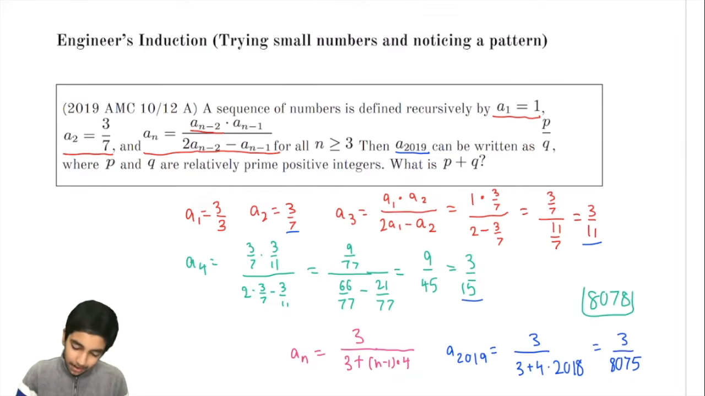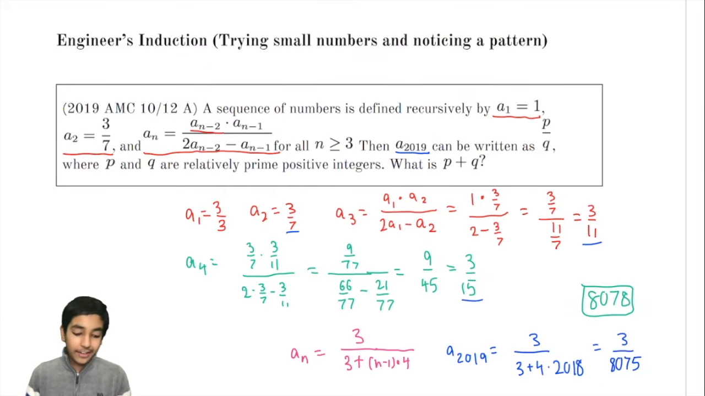So the idea behind this problem is that rather than just being scared by this complicated notation, we just took a few examples and we noticed a pattern. That is exactly the process of engineer's induction. So this is very powerful, useful not only at the AMC 10/12 level, useful at the AIME level too.